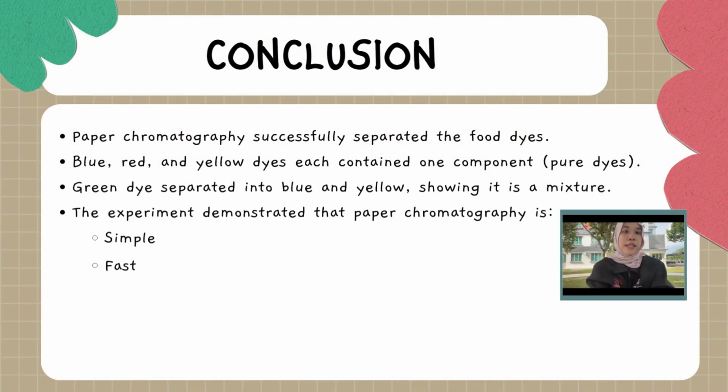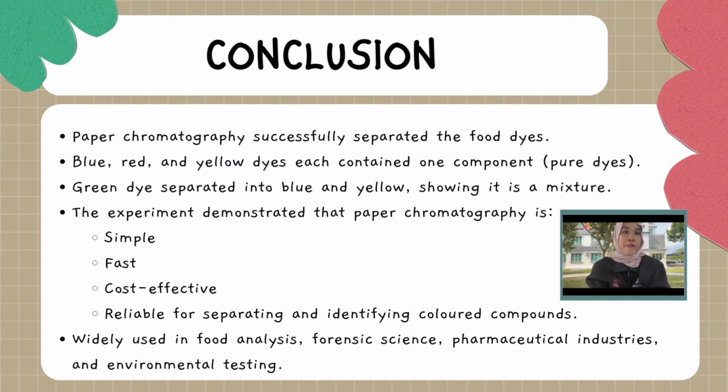To conclude, the experiment showed that paper chromatography is an effective method for separating food dyes. The blue, red, and yellow dyes each contain only one component, indicating that they are pure dyes. In contrast, the green dye separates into blue and yellow components, proving that it is a mixture. This experiment also demonstrates that paper chromatography is simple, fast, cost-effective, and reliable for separating and identifying color compounds.